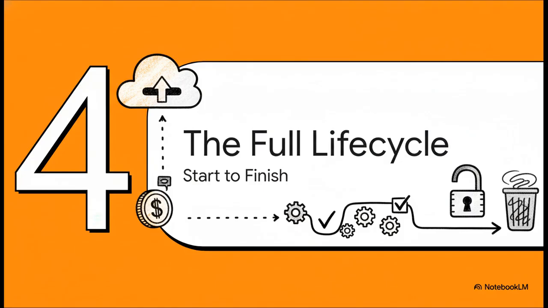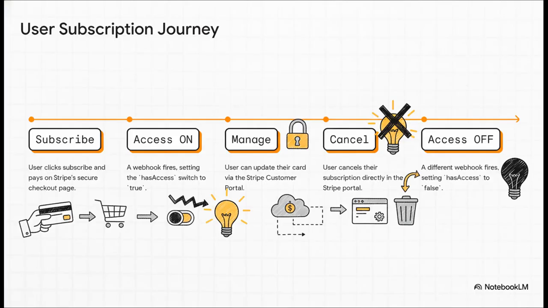So now let's zoom all the way out and just take a look at the whole journey, from the moment a user signs up to the day they decide to leave. So here it is, the whole life cycle in a nutshell. You subscribe and pay. A webhook comes in and flips your switch on. If you need to manage your billing, you do it through a secure portal from Stripe. And then, if you decide to cancel, a different webhook comes in and flips that very same switch back off. It's simple, it's elegant, and it's incredibly robust.